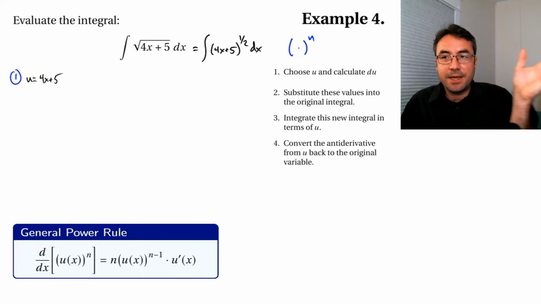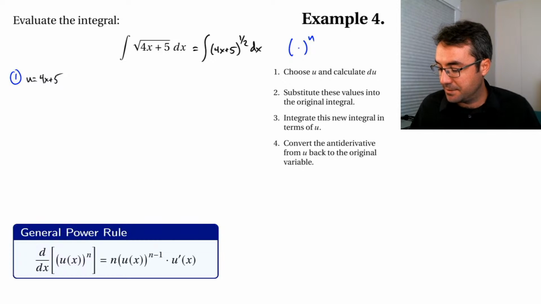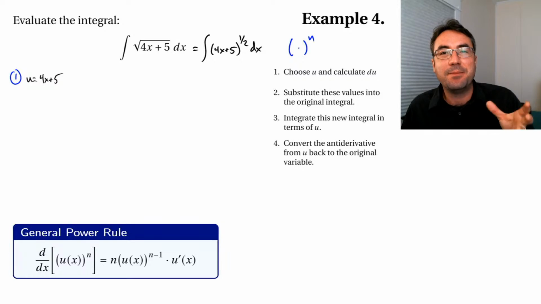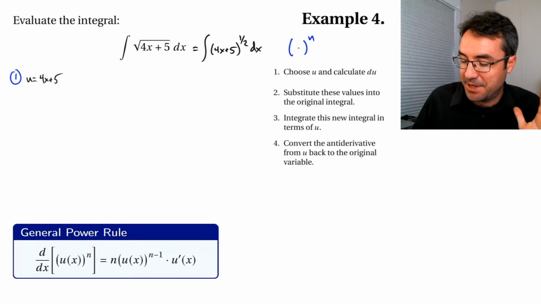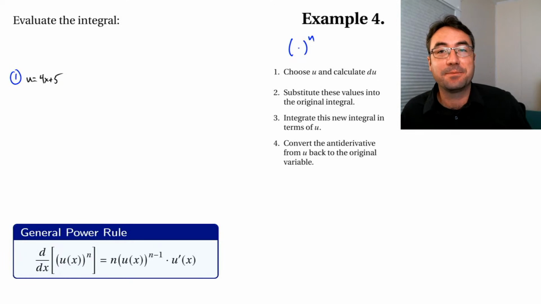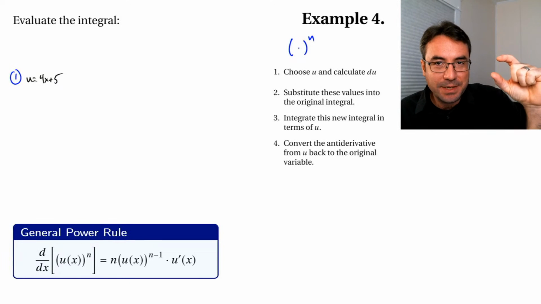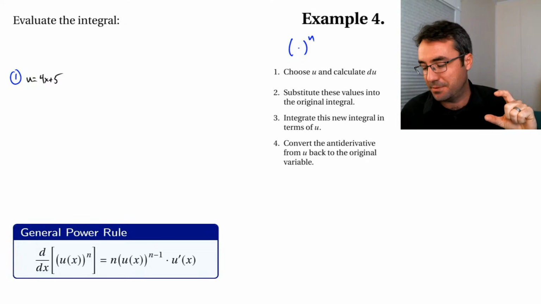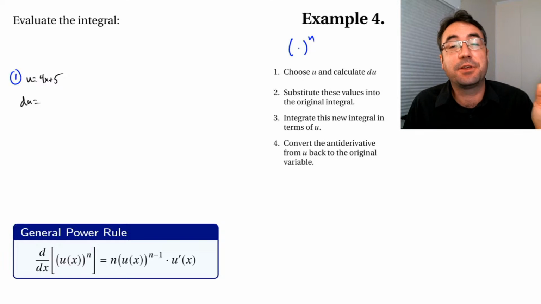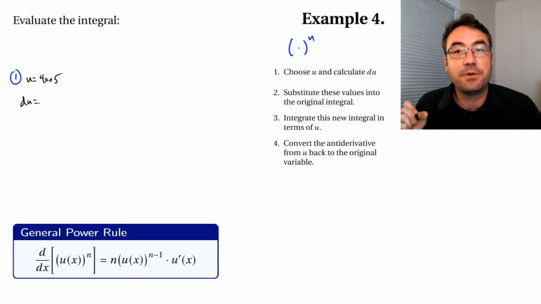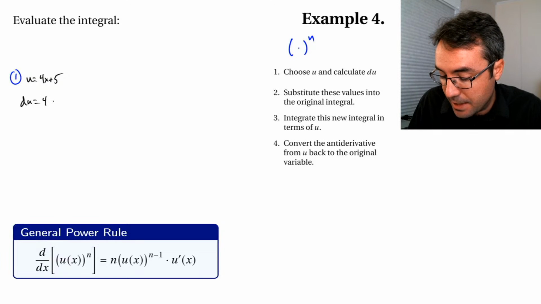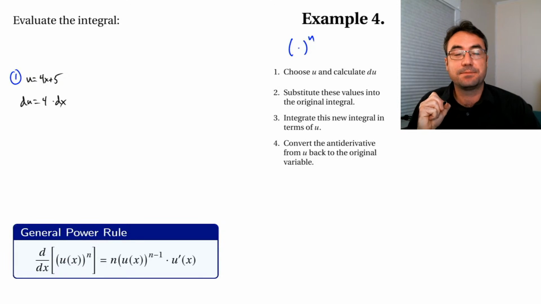All right, so put the integral out of your mind for a second. And this is where we're going to see things don't always match up perfectly. So let's forget about the integral for a minute here. We've chosen what u is. Let's calculate du. So it doesn't matter what's going on in our integral. Let's just calculate du. So derivative of 4x plus 5 is just 4, and then we multiply by dx.